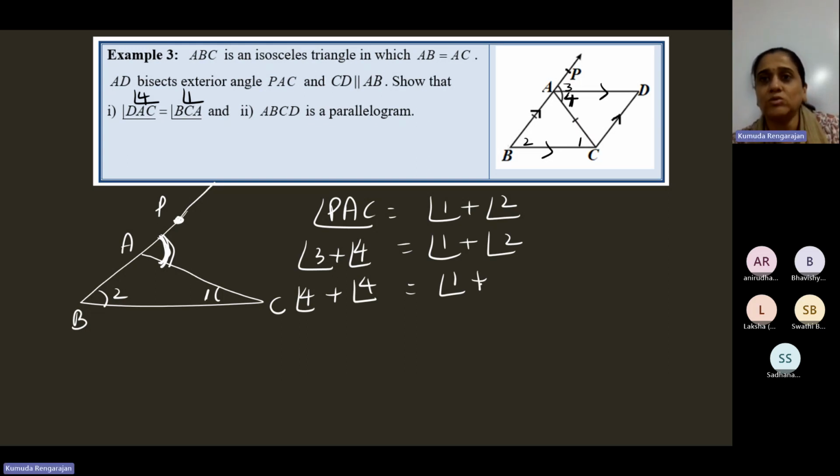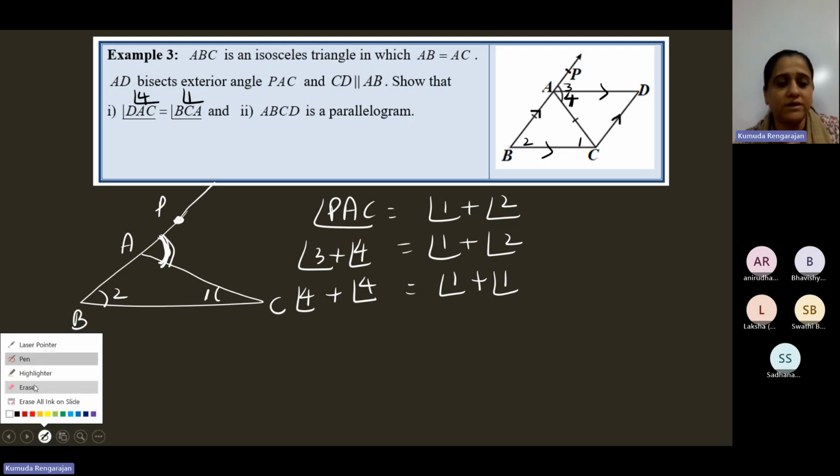And what about angle 2? It's equal to angle 1. Angle 2 is equal to angle 1 because of the isosceles triangle. And 3 is equal to 4 because that angle is bisected. So 3 is equal to 4. So you write what you want.